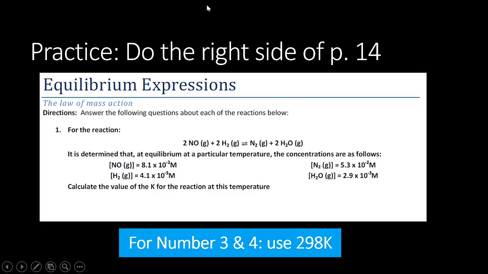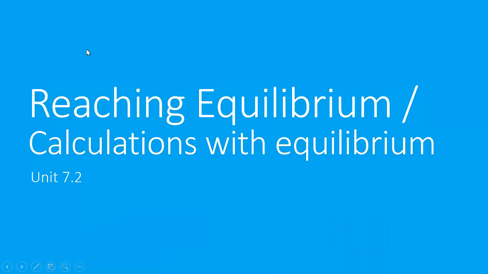So with that being said, you are able to finish page 14 in your packet. For number 3 and 4, both reactions occur at 25 degrees Celsius or 298 Kelvin. Please use 298 to finish number 3 and 4. I will see you next time when we talk about how to determine equilibrium when you are given starting values. I will see you then.